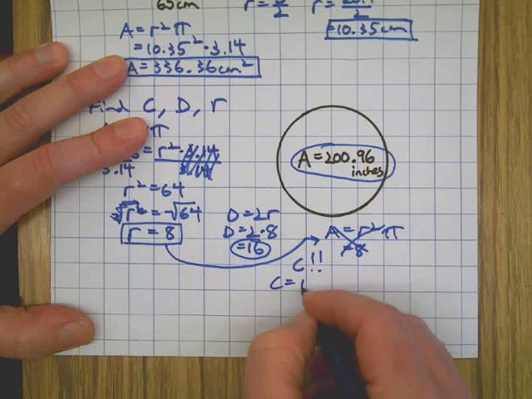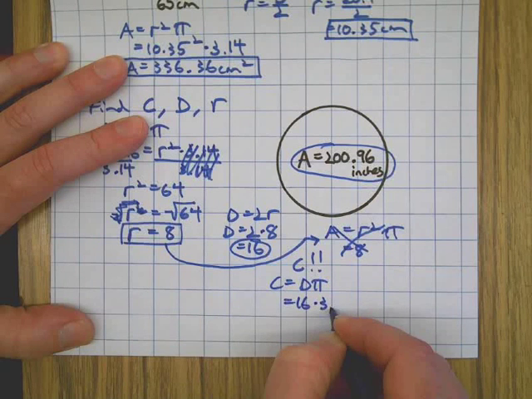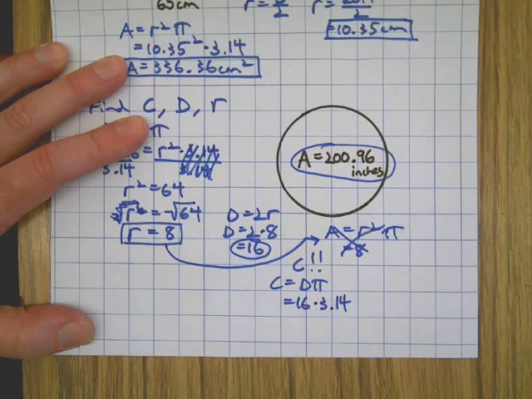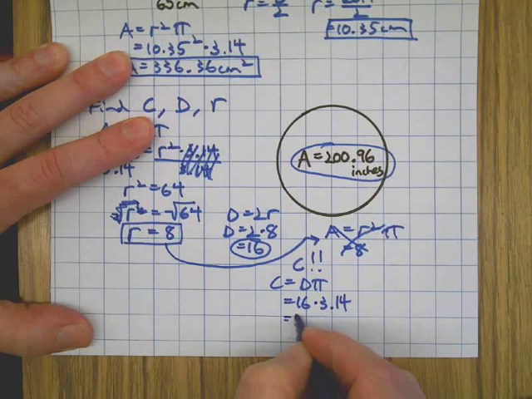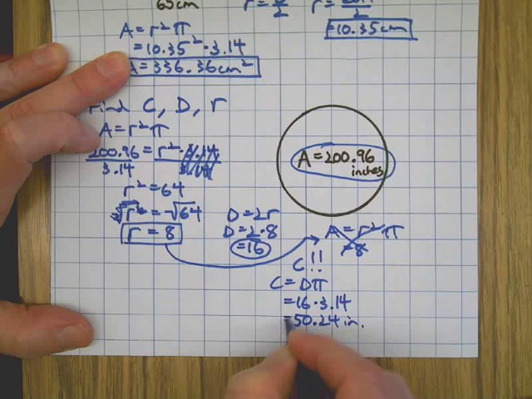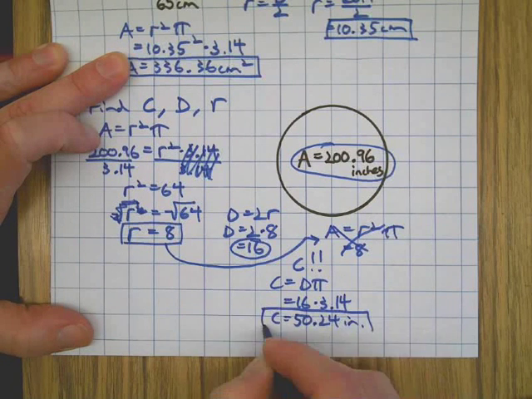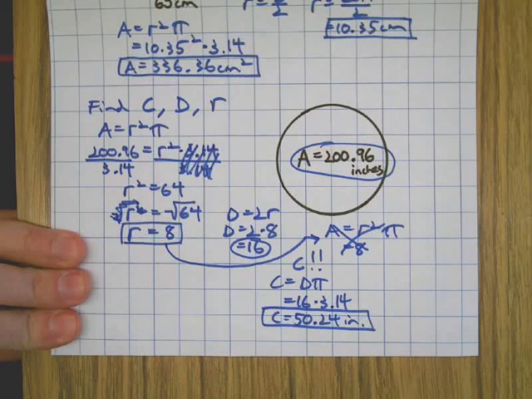Circumference equals diameter times pi. 16 times 3.14. Calculator out here, and we get 50 and a quarter inches. Always have your units labeled. That's it. That covers it.